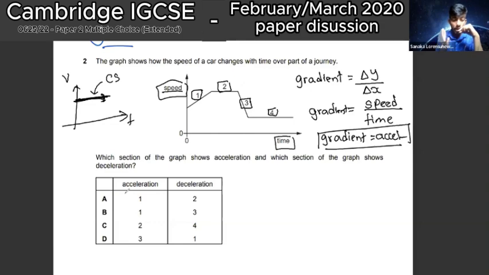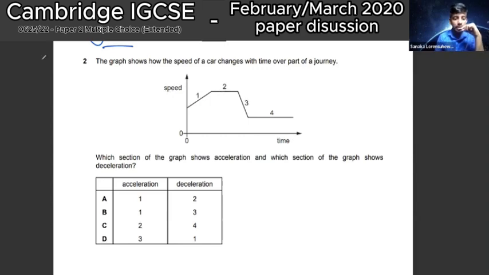The first section only represents acceleration, so our answer should be A or B, and we can reject C and D. What is the deceleration? Sections 2 and 4 are constant speed, and 3 is the deceleration. So the answer is B: acceleration is the first section and deceleration is the third. Very easy. Let's move to the next one.